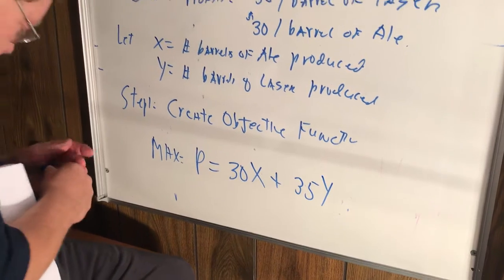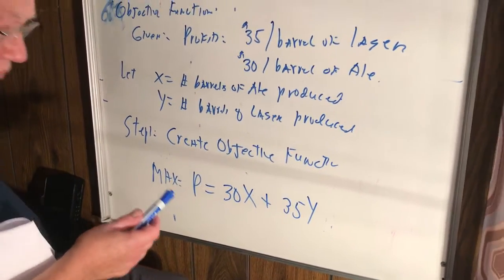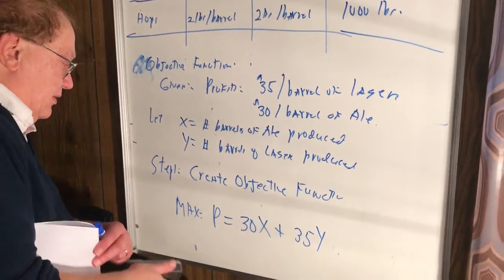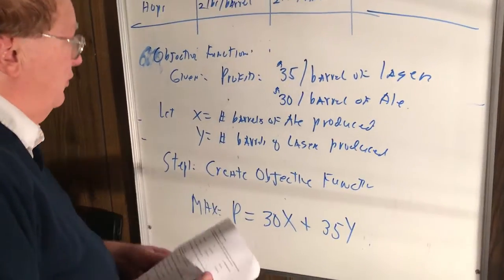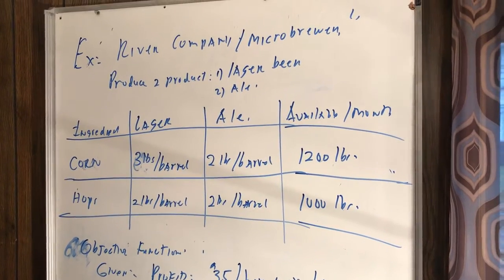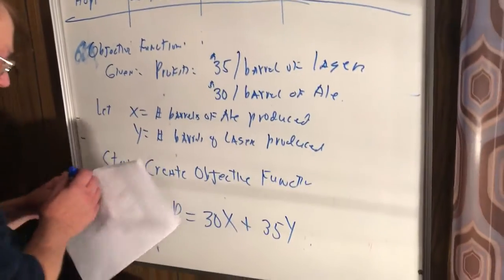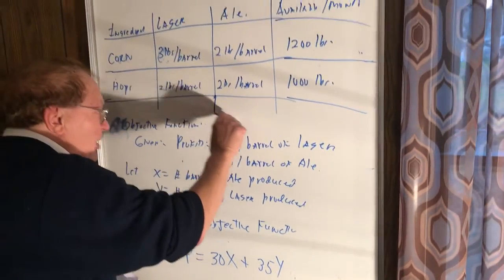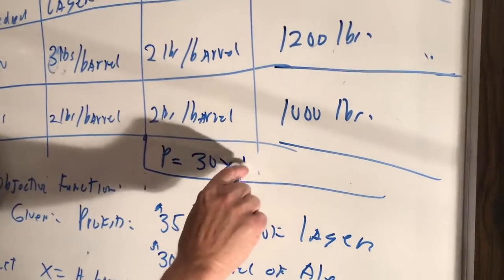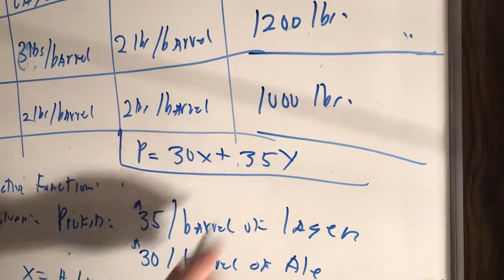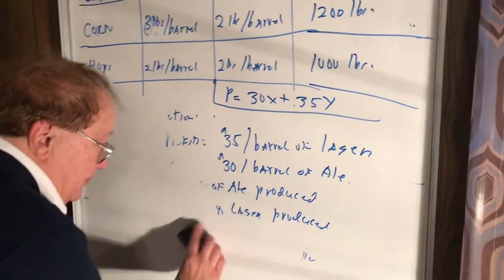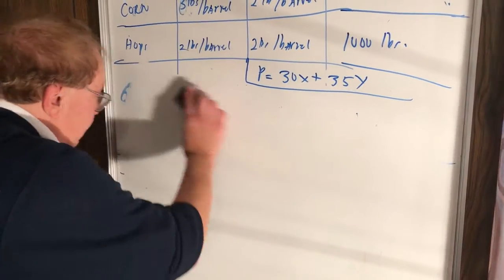The next thing I have to do is to develop my constraint equations. Okay, I'll have you write this down here, these are in your notes. I want to keep this on here for now. So the objective function is P equals 30X plus 35Y. Okay, so let's erase this. And step 2 is to develop your constraint equations.